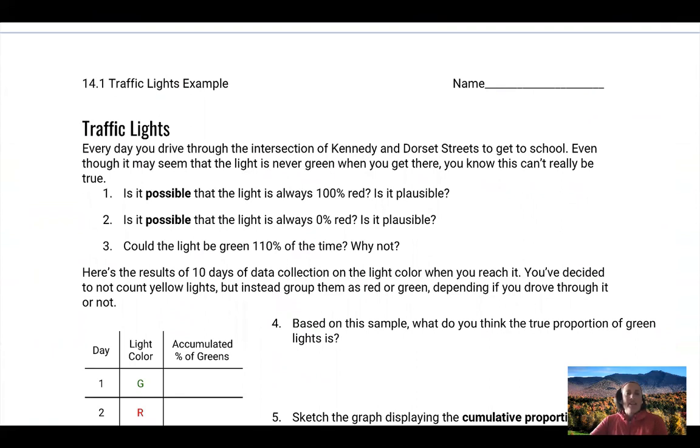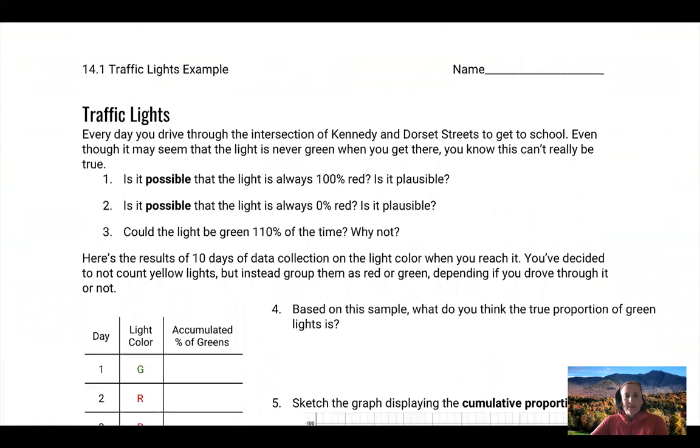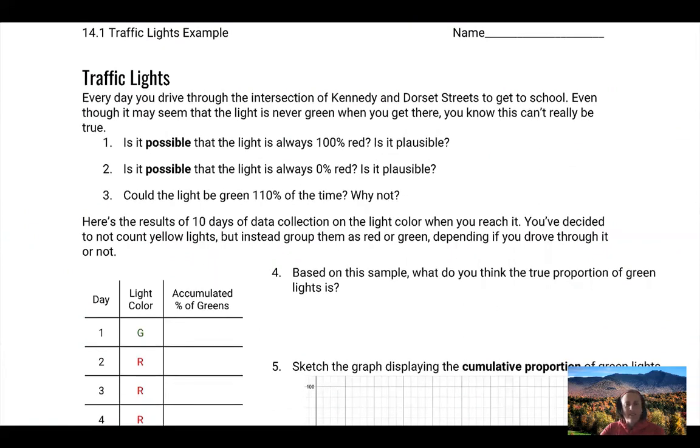So let's say every day you drive through the intersection of Kennedy and Dorset, and it seems like the light is never green. You know this can't really be true, but you just have this feeling, this sense that it is. First question, having to do with just basic probability: is it possible that for some reason the light could always be 100% red? You might notice I underlined possible. It is possible. Is it plausible? Probably not. They probably didn't set the light to be that way, otherwise they would have lots of trouble.